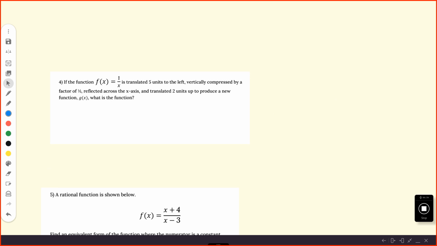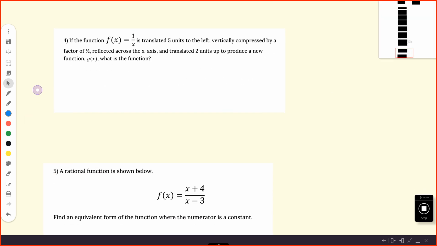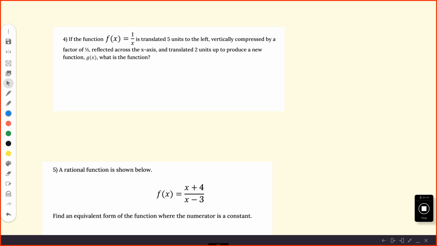Okay, right, so for number 4, we're given the description: if the function f of x equals 1 over x is translated 5 units to the left. In this part of the class, I want you to write the parent function. We know the parent function is y equals 1 over x. And we're going to list down all the transformations before we write the new function, okay?